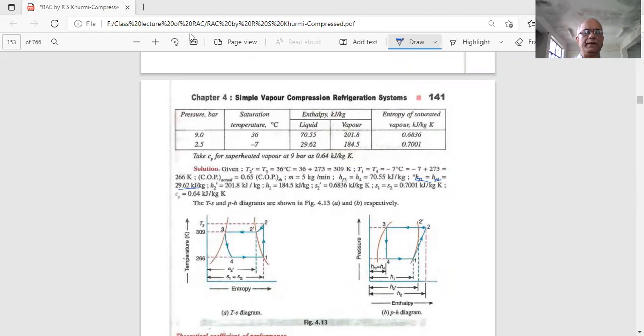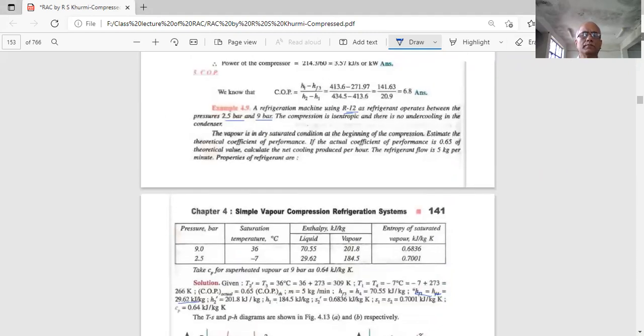Let us start once again from the beginning. We are wasting our time. Say, in this particular problem, what is given here? A refrigerating machine using R12 as the refrigerant operates between the low pressure 2.5 bar and high pressure 9 bar. The corresponding temperatures are given as 36 degrees centigrade for high temperature and minus 7 degrees centigrade for low temperature.